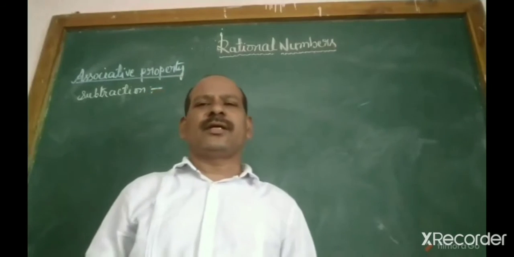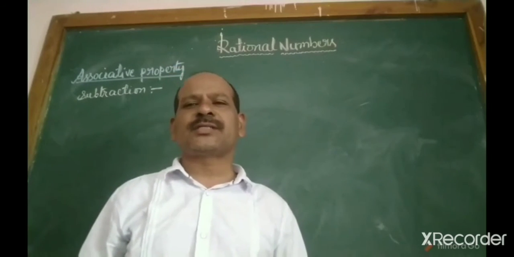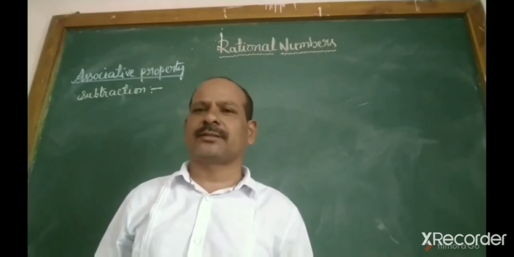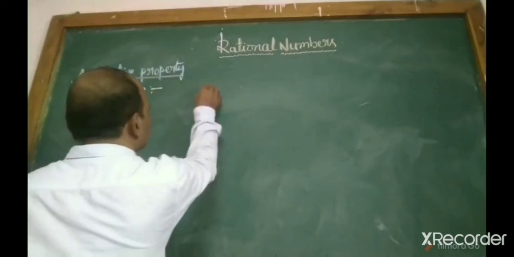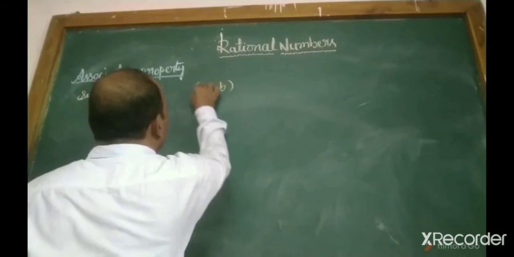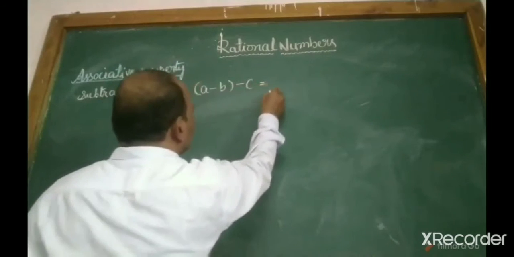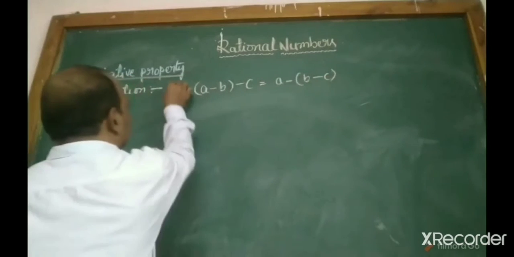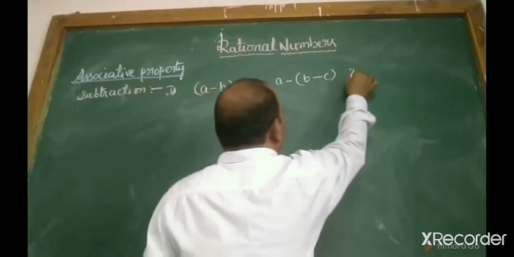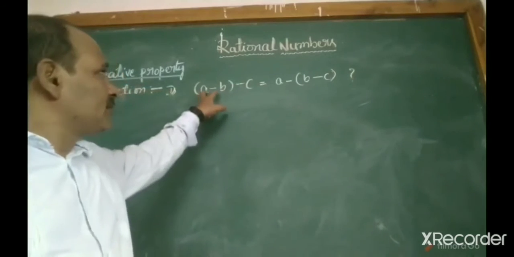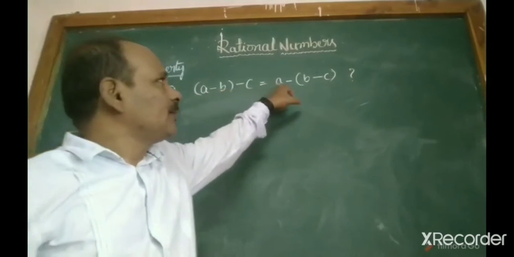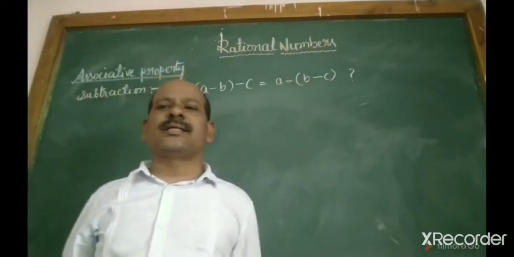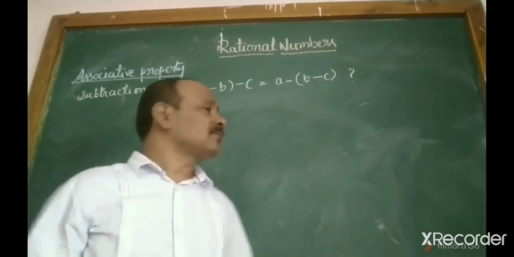Now, let us check whether the rational numbers are associative under subtraction or not. To check this, first we have to check bracket of A minus B minus C is equal to A minus bracket of B minus C. Are these two equal or not? If they are equal, then we can say that rational numbers are associative under subtraction.